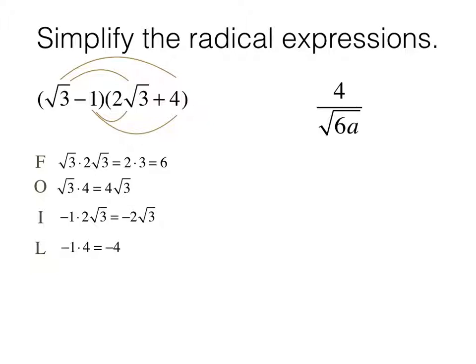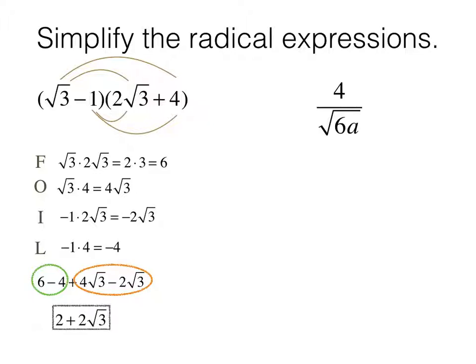Now what we do is we add these partial products and we get 6 minus 4, thinking of like terms, plus 4 root 3 minus 2 root 3. We'll combine our like terms here and we get 2 plus 2 root 3.